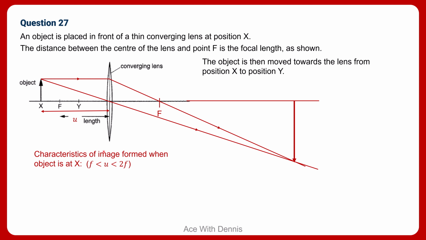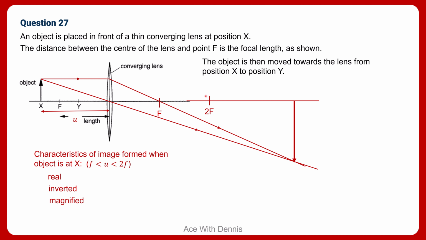So how is it? First, it is a real image, okay, where if you place a screen, we can form an image. And it is inverted, so it is upside down, so the object is pointing up and the image is pointing down. Next, it is also magnified. So as you can see, the image size is larger than the object.